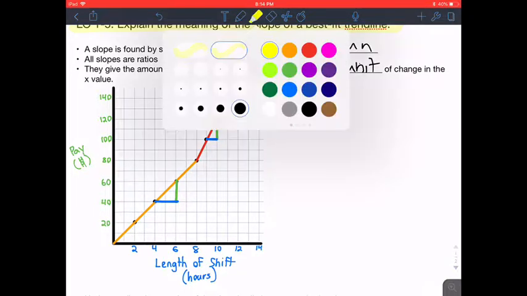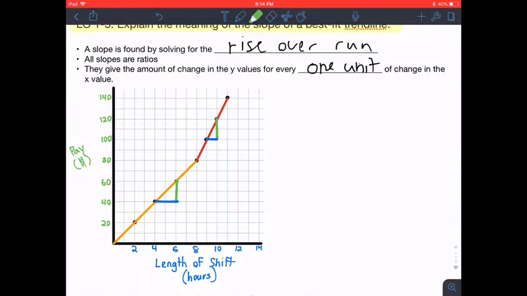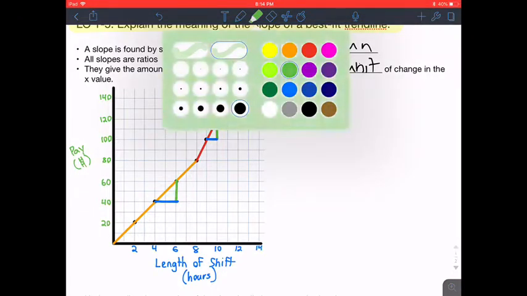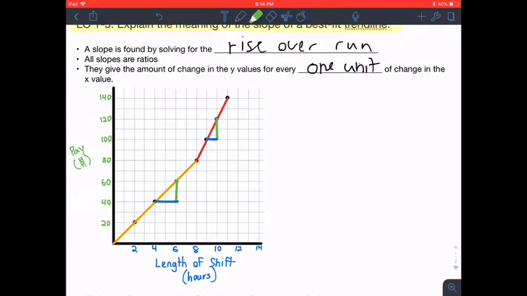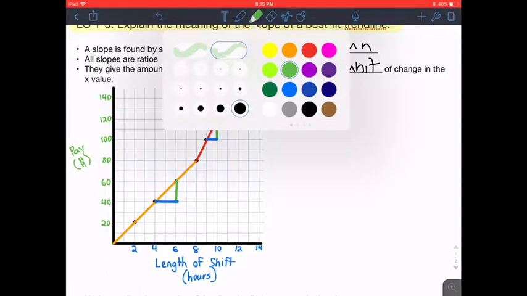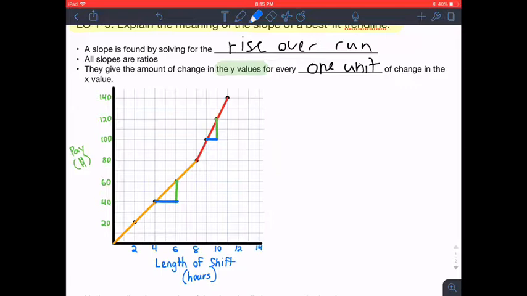I want to actually highlight using our consistent color coding system. So our y value here is always going to be highlighted in green, and our x value is going to be highlighted here in blue. So again, the slope tells you the amount of change in the y value for every 1 change in the unit of the x value.